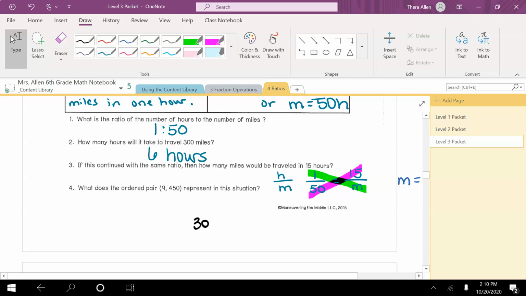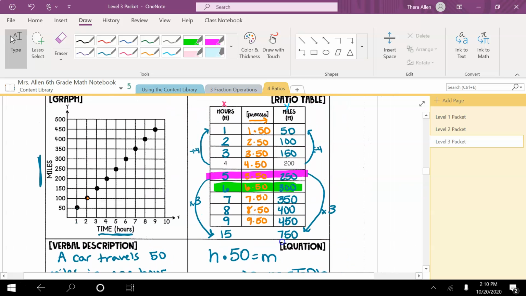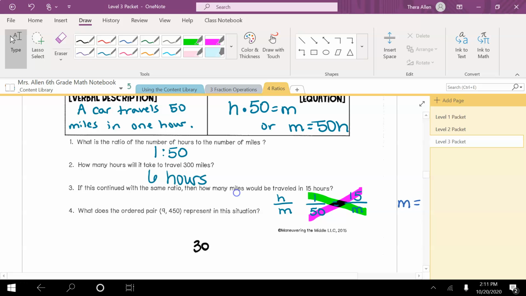What does the ordered pair 9, 450 represent in this situation? So let's go back and look. Right here, we have 9 and 450. This 9 represents how many hours, and the 450 represents the number of miles. So this represents that in 9 hours, they traveled 450 miles.